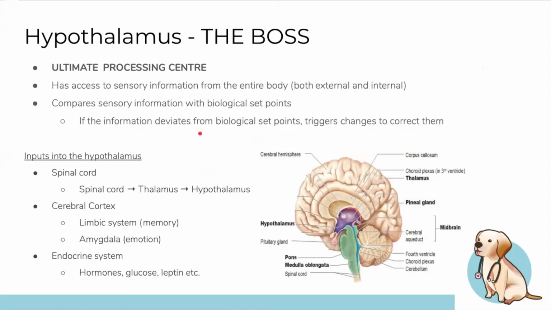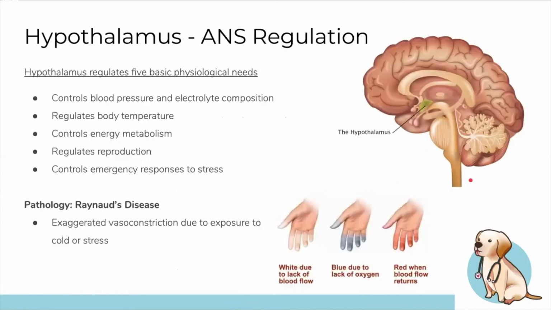What it does is it gets that info, compares it to what it's supposed to be, so the biological set points, and then if it's different, it's going to do something to correct it. Different inputs, you've got your spinal cord, which is this thing here, cerebral cortex, and endocrine systems, which is just stuff that travels in the blood. So that's also going to go back to the hypothalamus. In terms of how it regulates stuff, it regulates your 5 basic physiological needs, all of the stuff that you don't need to voluntarily think about. So energy, metabolism, body temperature, blood pressure, that kind of stuff.